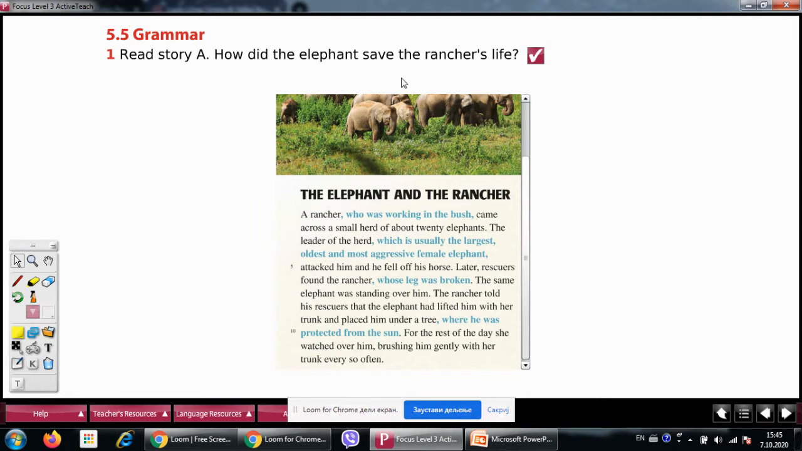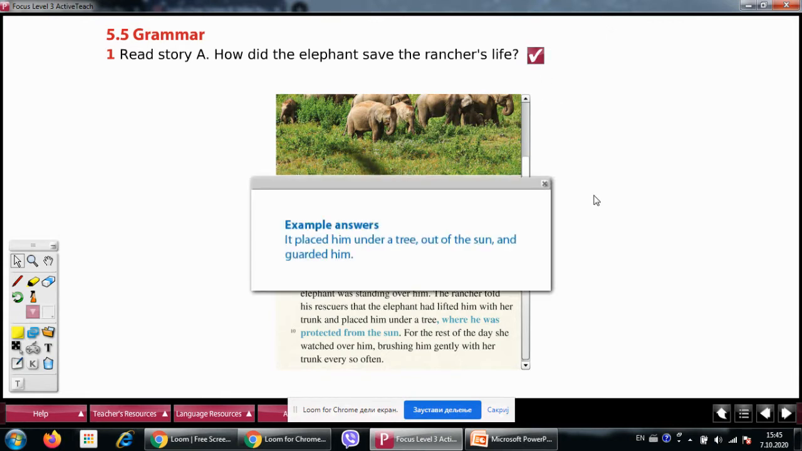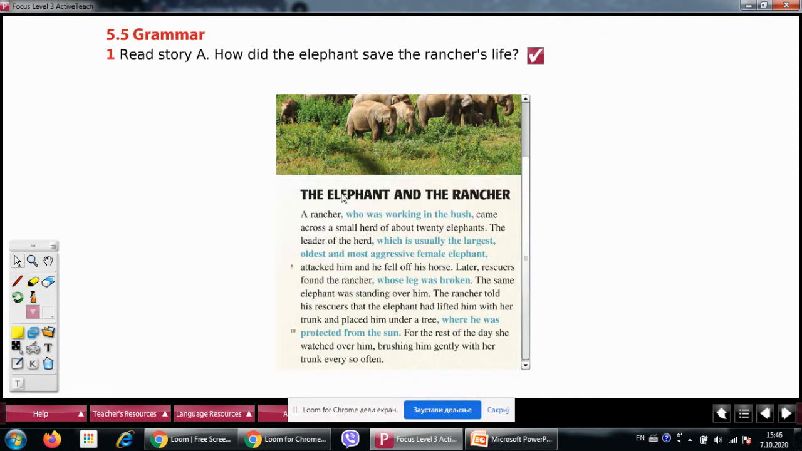So first, we will answer the question, how did the elephant save the rancher's life? What do you think, according to the text? So let's see. It placed him under a tree out of the sun and guarded him. So now, pay attention to these highlighted parts of the text. So why are they important? Why are they highlighted? It's because these are the non-defining relative clauses, which is our topic for today.